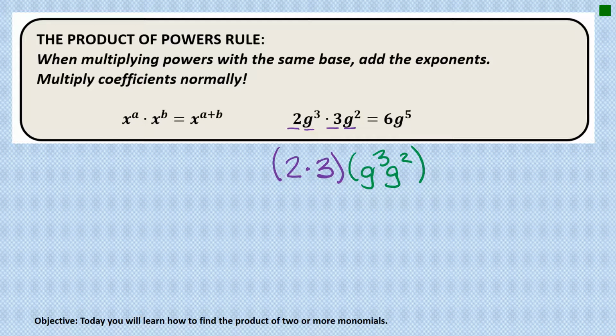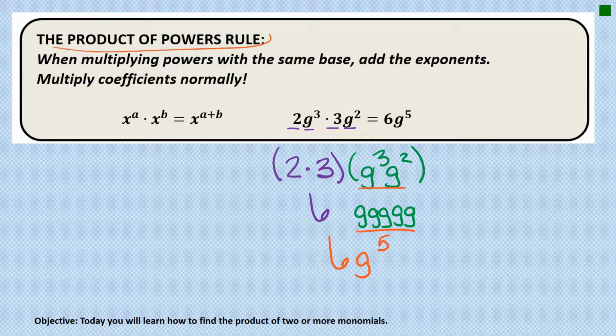So put everything that's numbers in one house, everything that's the same variable in the other. 2 times 3, those are numbers. We just know how to multiply. 2 times 3 is 6. Now here's what g cubed means. It means you have 3 g's being multiplied. G to the second means you have 2 g's being multiplied. So how many g's do you have there? 5. Now you could write these out this way, but that's a lot of work.